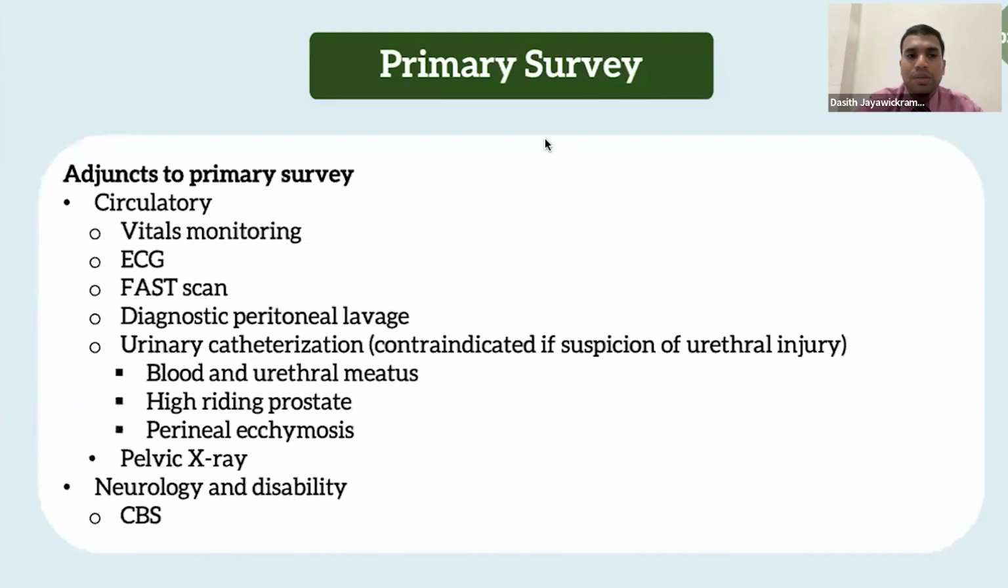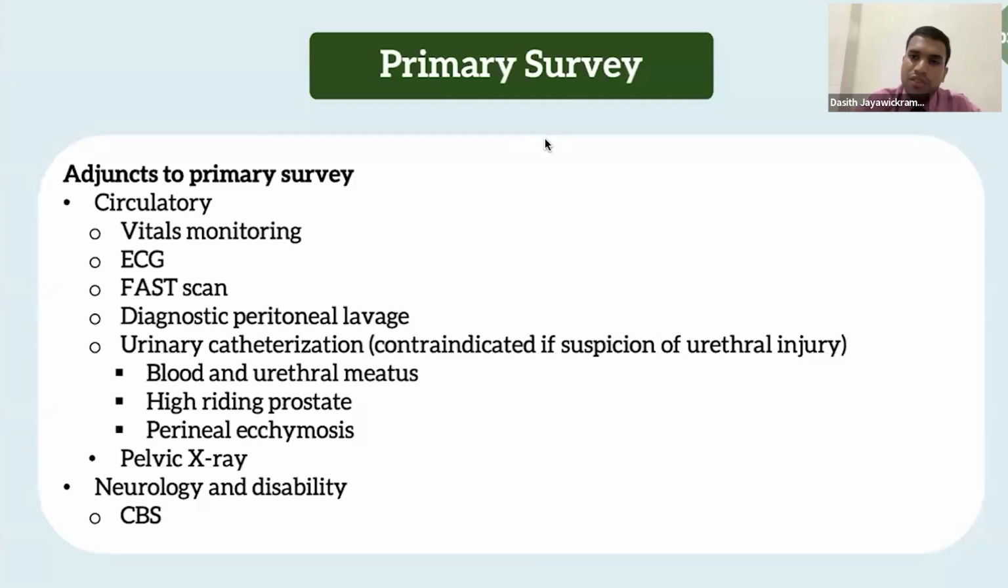And the adjuncts to the circulatory part: the vital monitoring with the monitor, ECG, and FAST scan. So what is a FAST scan? FAST stands for focused assessment with sonogram in trauma. Focused assessment with sonogram in trauma. This is called FAST scan.